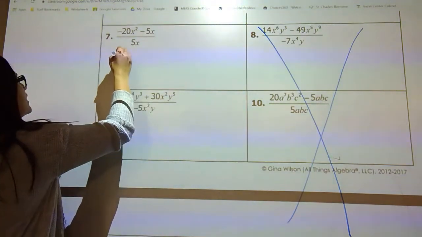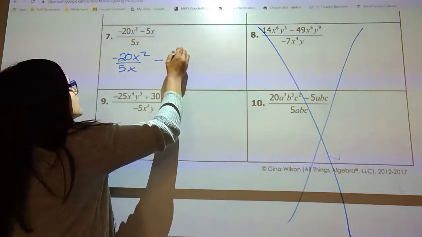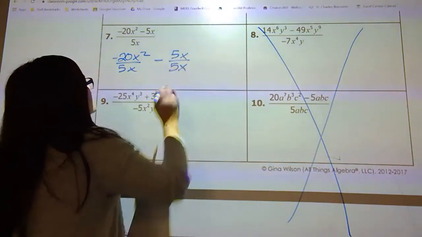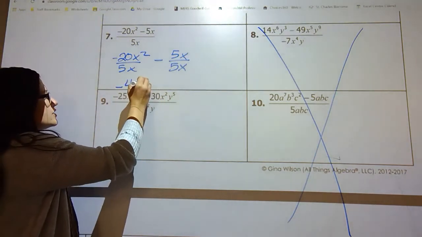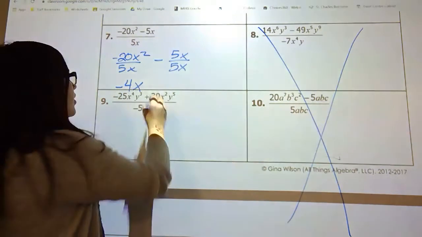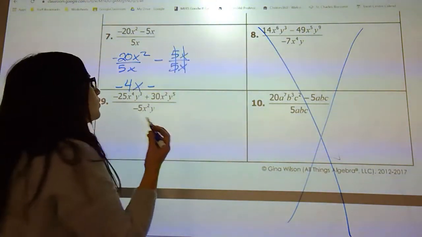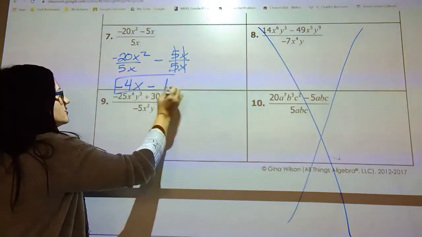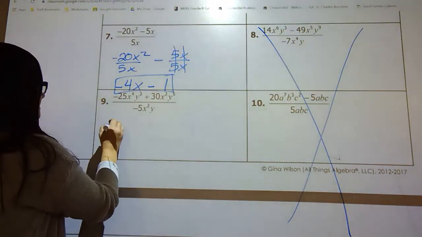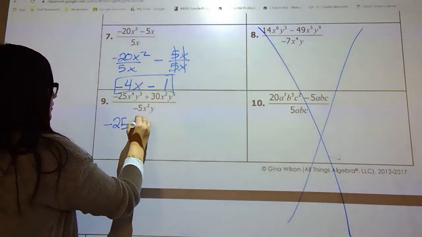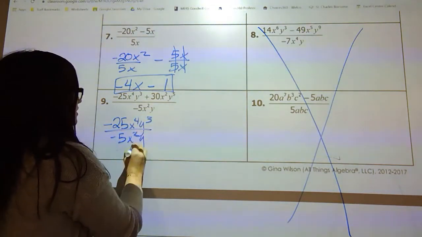So I've got negative 20x squared divided by 5x minus 5x divided by 5x. All right, negative 20 divided by 5 is a negative 4. X squared divided by x is just x. Minus, well, 5 divided by 5 is 1, and x divided by x is 1. So 1 times 1 is 1. Okay, make sure you're writing those 1s. Okay. Taking my time. I'm gonna rewrite. I know it seems like it's a lot, but it'll only take us a second.